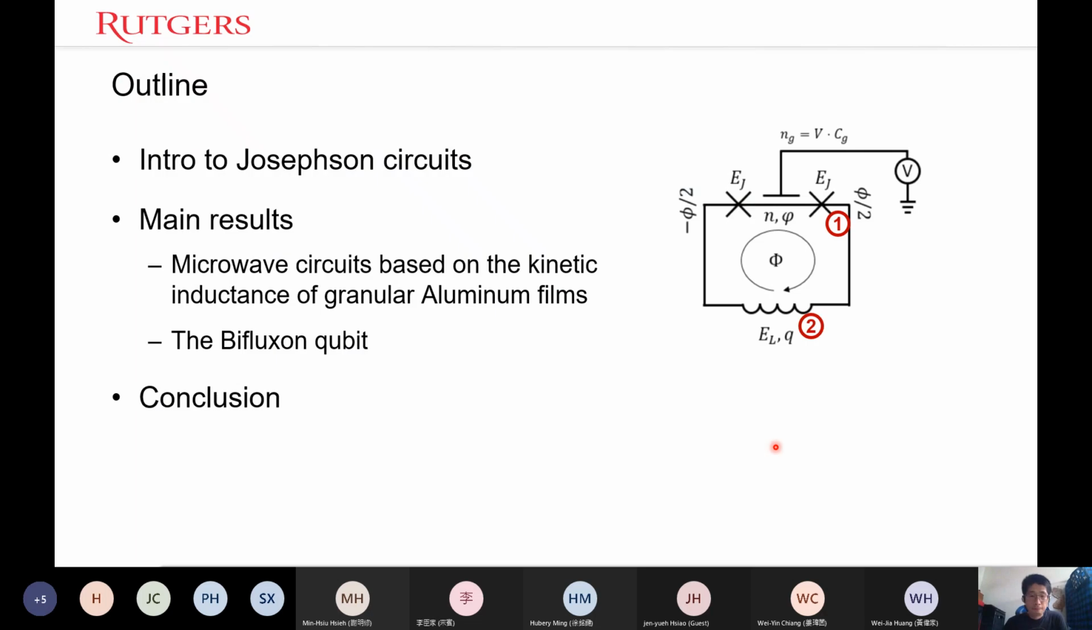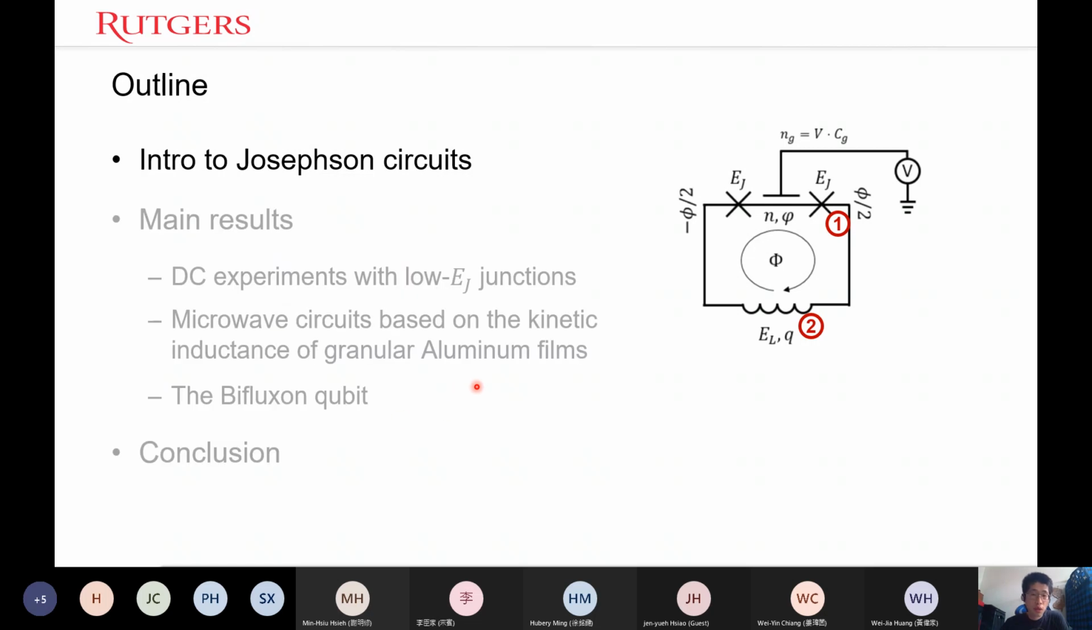Okay. So this talk is planned to be 40-ish minutes. My talk will consist of two parts. First of all, the microwave response of the superconductor material called granular aluminum resonators, which we use to build this circuit, and second, the prototype of the Bifluxon qubit. Before we start, let's begin with superconducting circuit 101, which is the introduction of a single Josephson junction.